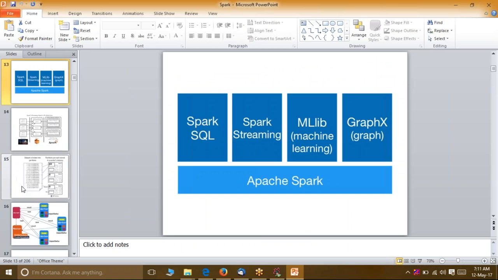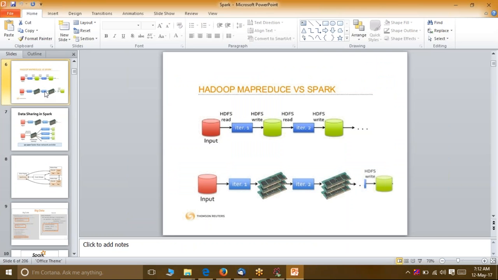From this particular diagram, you see here, instead of doing it against your local file system or HDFS, we are doing it against your primary memory. As a result, the performance is going to drastically improve. Performance no doubt improves, but at the cost of your CPU and your memory.